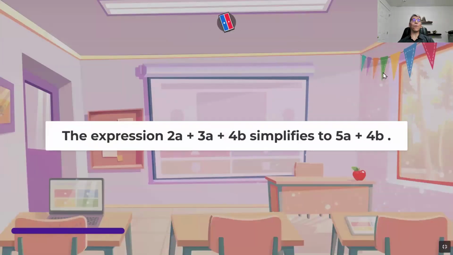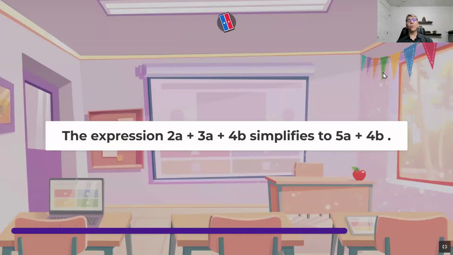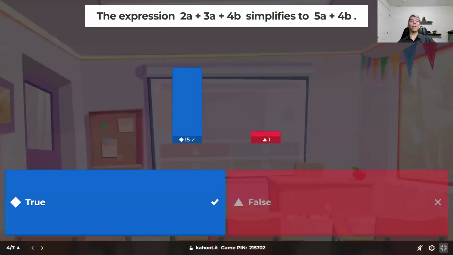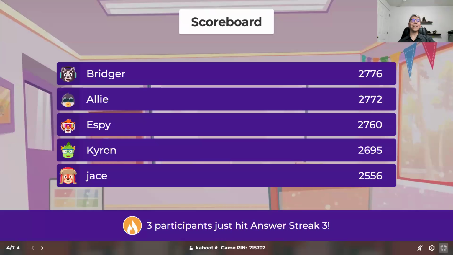So very close. True or false? The expression 2a plus 3a plus 4b simplifies to 5a plus 4b. Okay, I think everyone answered yes, it does. That is true. All right.